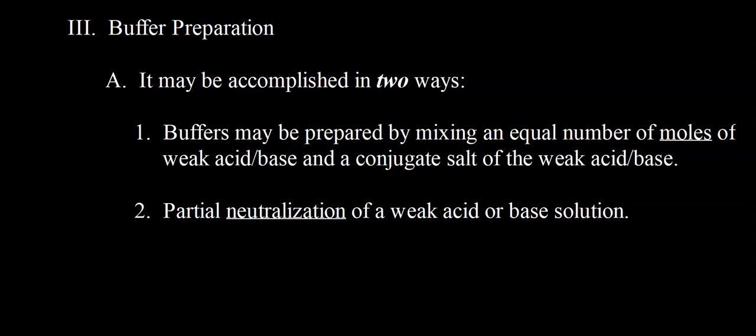So you can do this one of two ways. First, buffers may be prepared by mixing an equal number of moles of weak acid and a conjugate salt of the weak acid, or equal number of moles of a weak base and the conjugate acid of that weak base. So now technically it doesn't have to be equal moles as long as we have a good amount of both the weak acid and its conjugate base, or the weak base and its conjugate acid. So that's one way of preparing a buffer.